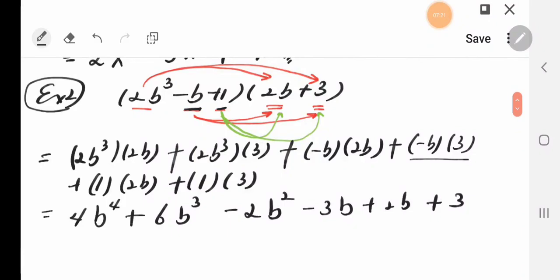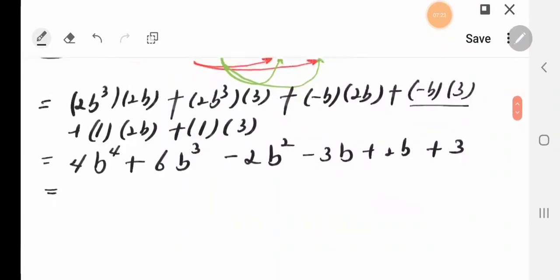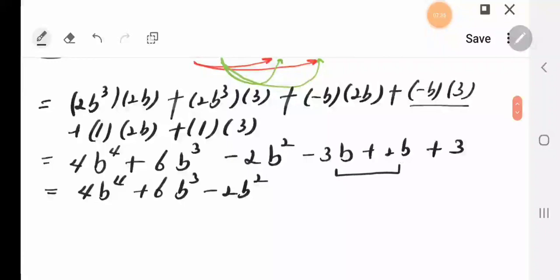And then combine the like terms. We have the b to the 4th power term, only 1, so write it down, and the cube term, there's only 1, so write it down. The square term, there's only 1, but we have 2 b terms, so negative 3 plus 2 is negative 1, so negative b plus 3.